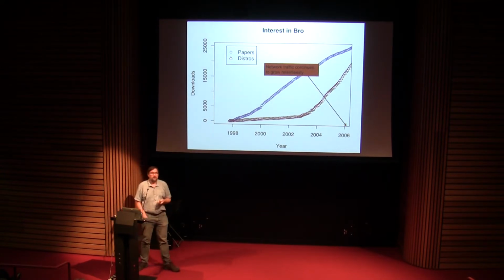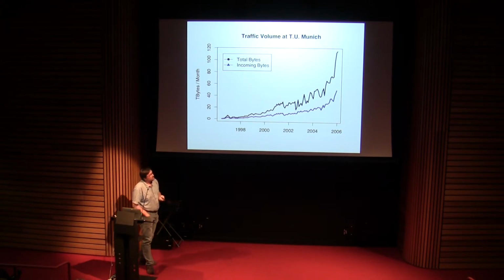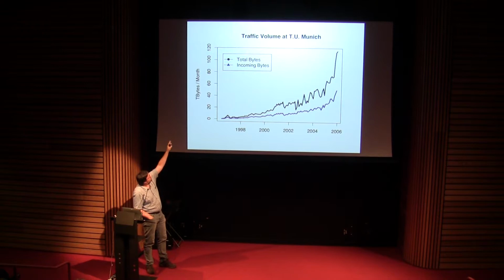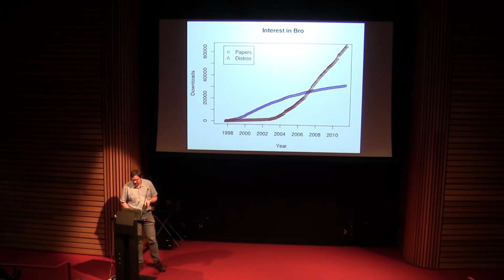All this while, network traffic is growing and growing. This is data that Robin got from TU Munich about the volume of total traffic and incoming traffic, terabytes per month. You can see it's going way, way up, which means we care a lot about performance for doing this sort of monitoring. Now I'm shifting to another scale.